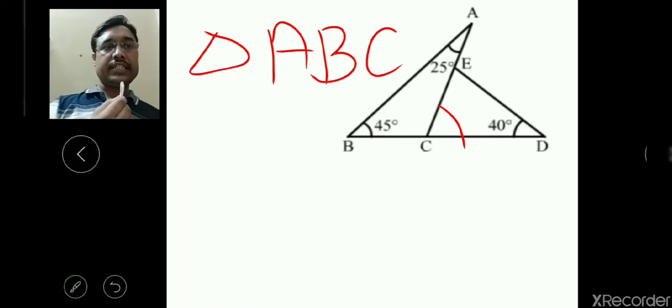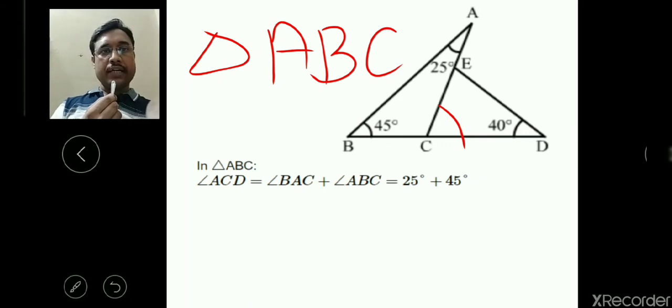This ACD is the exterior angle. This angle ACD is the exterior angle, which is equal to the sum of the two opposite interior angles, that means 45 plus 25. So it will give 70 degrees. 45 plus 25 is 70 here.